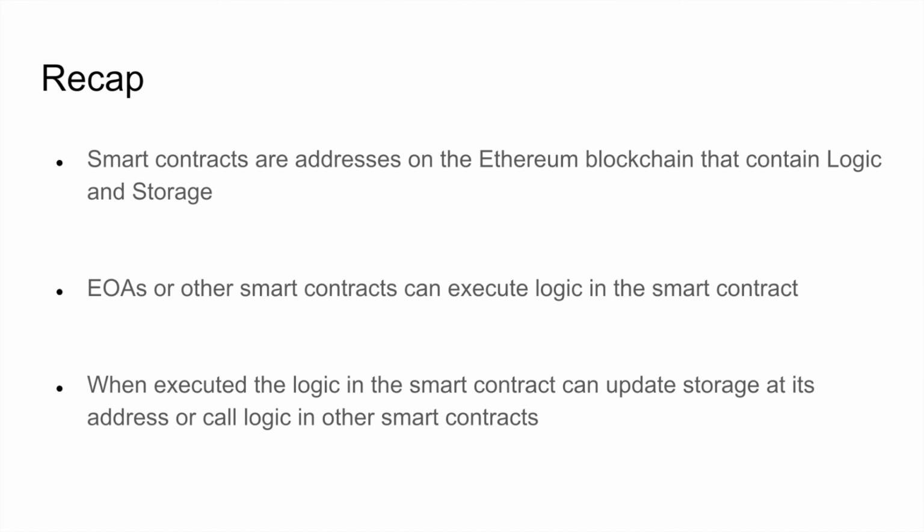Now, just to recap here, what is a smart contract? They are addresses on the Ethereum blockchain that can contain logic and storage. Externally owned accounts or other smart contracts can execute the logic on these smart contracts. When executed, the logic triggers and runs through a little program, and that little program can update storage at its address. It can call other smart contracts, it can send ETH, and it can do a few other things like that. And so that's all a smart contract is: a little program that lives at an address on the Ethereum blockchain, and can contain logic and storage.